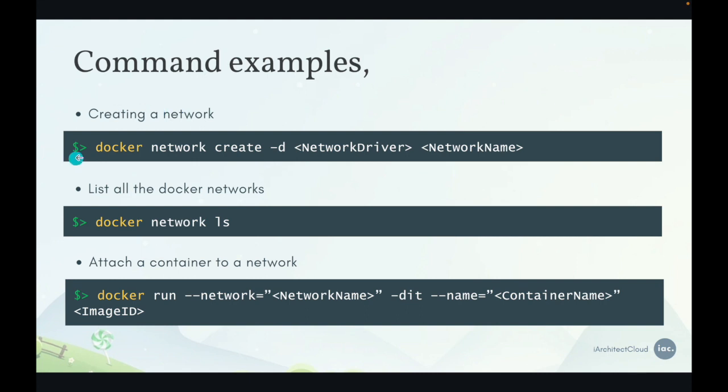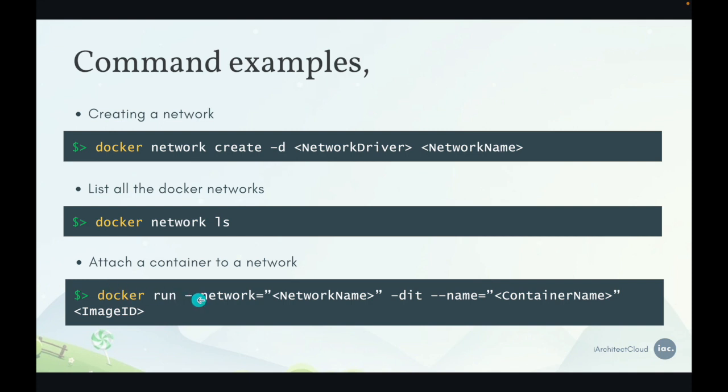To create a network, you can use the command docker network create and then -d. This -d specifies the network driver. There are a set of network drivers available in Docker, so we will look into them in the next few slides. And after that, you give the network name. To list all the Docker networks, you can use the command docker network ls, and to attach a container to a network, you can use docker run and then --network and the network name here, and after that the remaining commands.